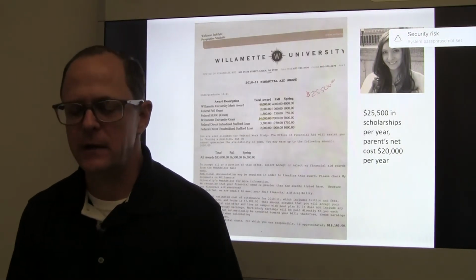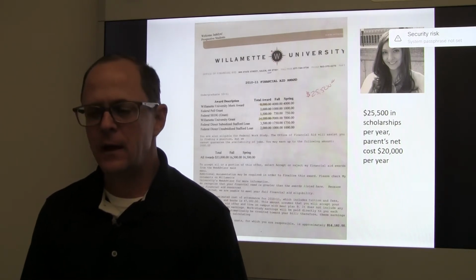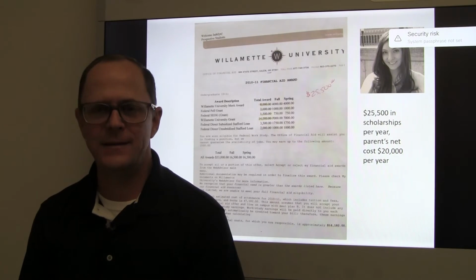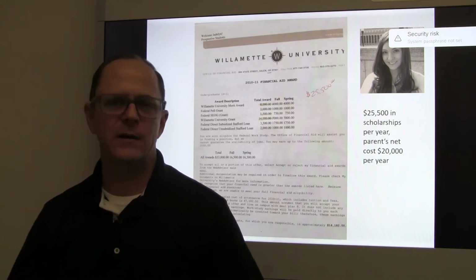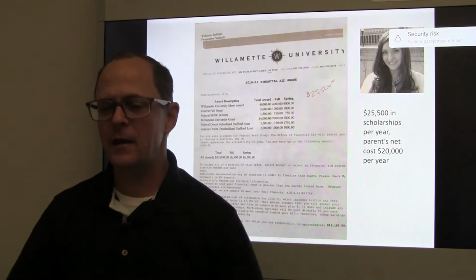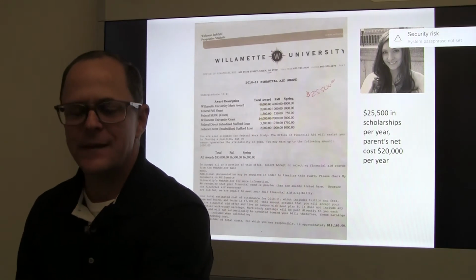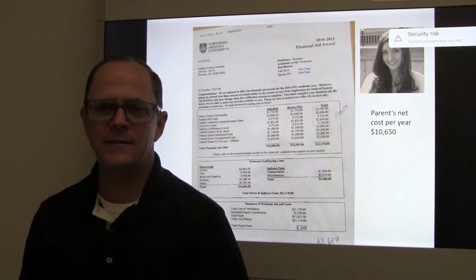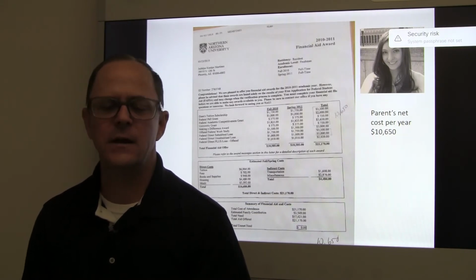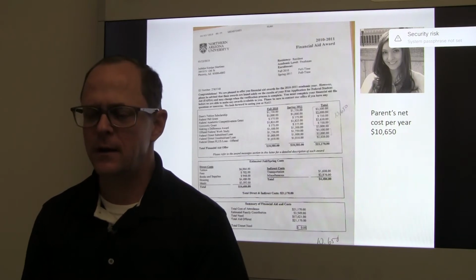So the first school that admitted her was Willamette University. And Willamette offered her $25,500, and Dad's cost was $20,000. Lynn was on cloud 9 for days. I got a big scholarship, yay! Dad, not quite so much, because we still got a $20,000 gap. The second college that admitted her was NAU, and Dad's out-of-pocket cost was $10,650. He said, yeah, I could do that one.